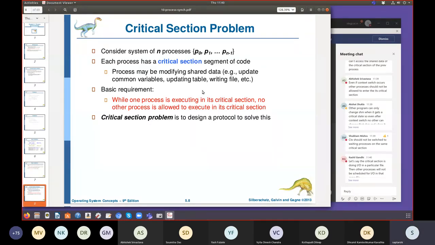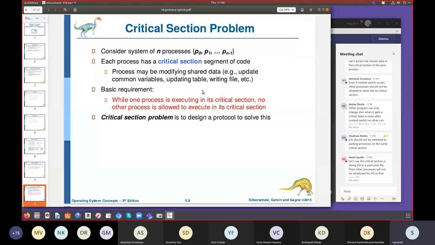So PI, let me repeat, PI is executing in its critical section. Maybe it is in the midst of updating shared variables, etc. But in the midst of it, it was swept out. One situation could have been what some of you commented, we will not allow that context switch as long as the process is in critical section, but that is a very inefficient handling.